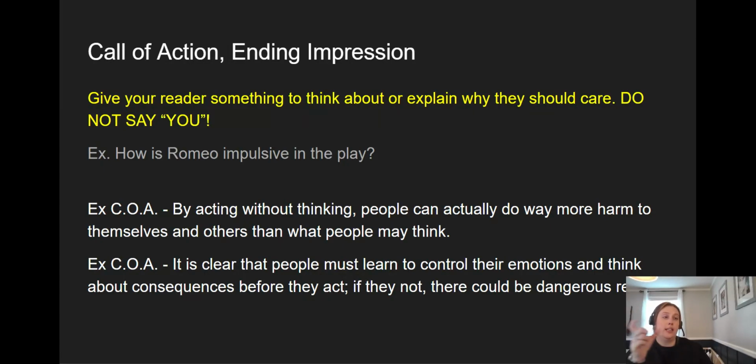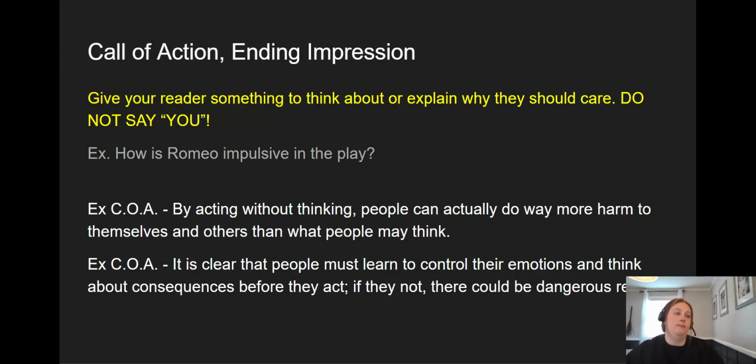So let's say, again, we're looking at this idea, how is Romeo impulsive in the play? This is an example call to action: by acting without thinking, people can actually do way more harm to themselves and others than what people may think. Beautiful. I broadened my horizon a little bit. I'm not just narrowly talking about the text, I'm talking about in general. Why is this important for the world? Why should my reader care? Another example: it is clear that people must learn to control their emotions and think about consequences before they act, or there could be dangerous results. Again, I'm talking about the world, something general. I'm not talking about the characters anymore. I'm talking about how it impacts the world around us.